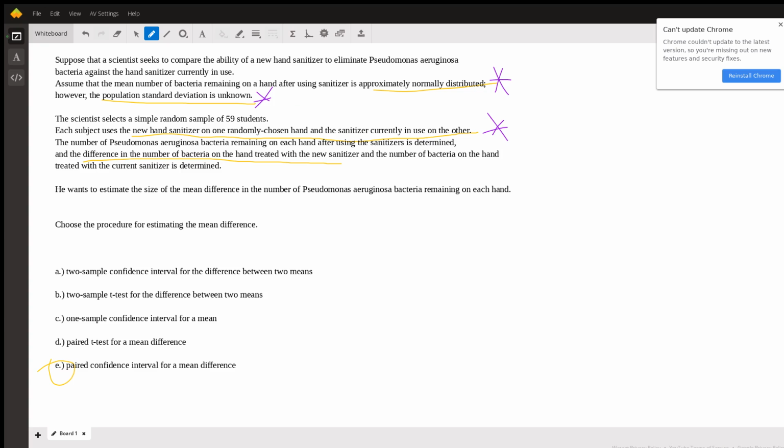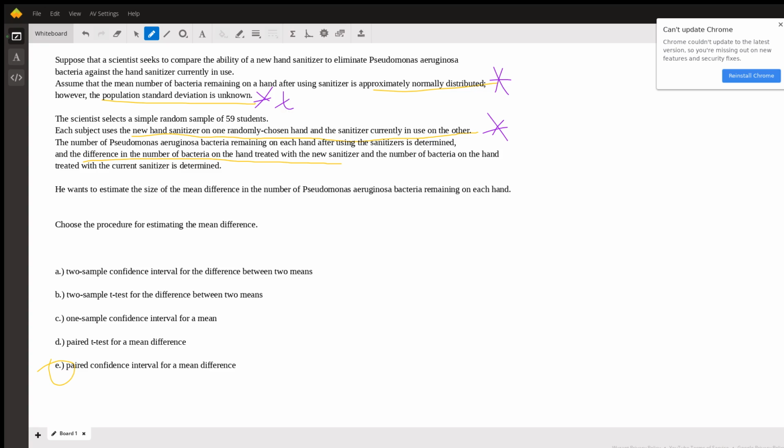So just really quick, going back here, if a mean number of whatever it is you're looking at is approximately normal, and we want to run a test for it, we're either going to run a t-test or a z-test. The difference between a t-test and a z-test is that we use a z-test when we know the population standard deviation, and we use a t-test when the population standard deviation is unknown. So this right here tells me that we're going to use some sort of t-test.